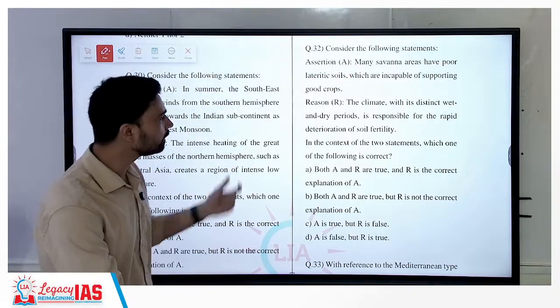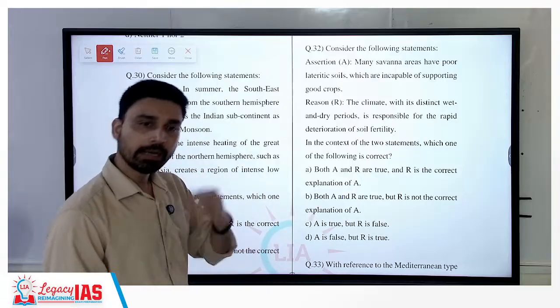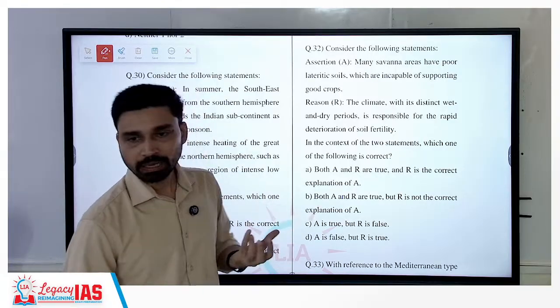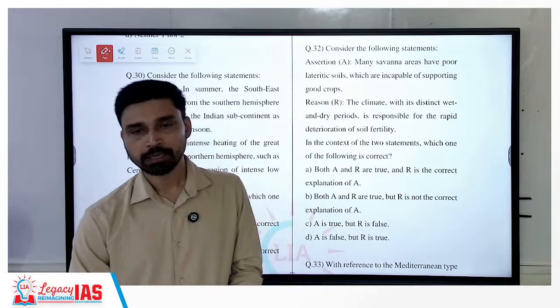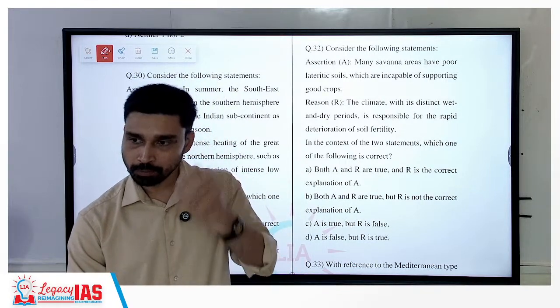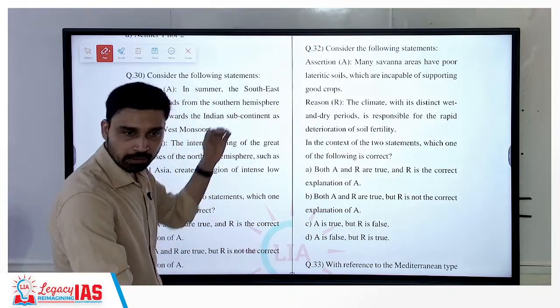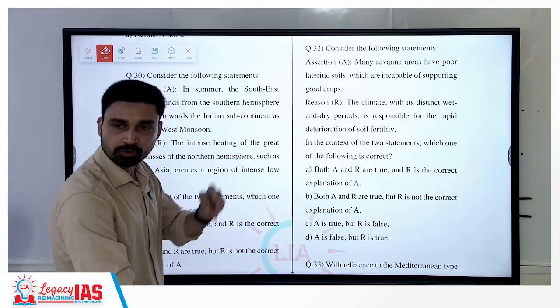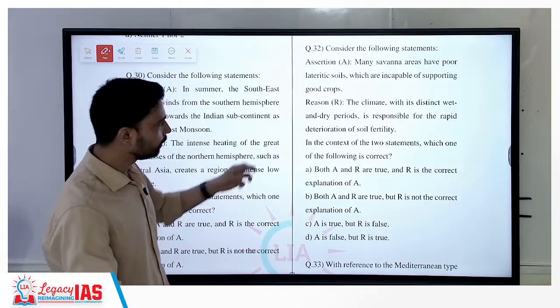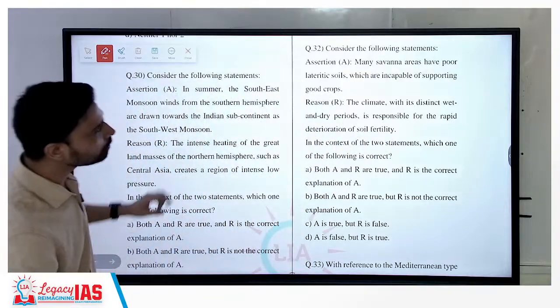The deterioration of soil fertility is because of distinct wet and dry period. Heavy rainfall, and in the dry period, what happens? Capillary action comes into existence. So the soil has higher salinity also because salt particles are brought up to the surface. So what is going on? Nutrients are being removed from the upper layer, and also salt is being deposited in the dry period. Due to this, what will happen to its fertility? Deterioration. So what is the correct option?